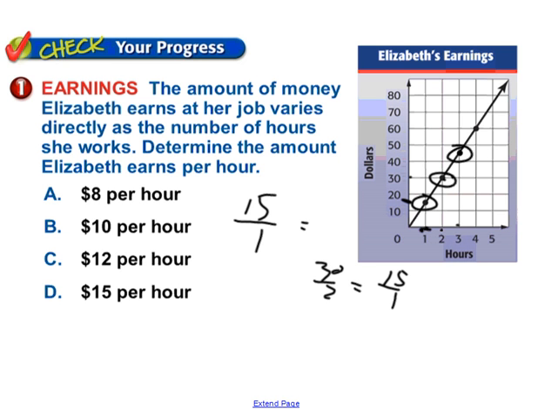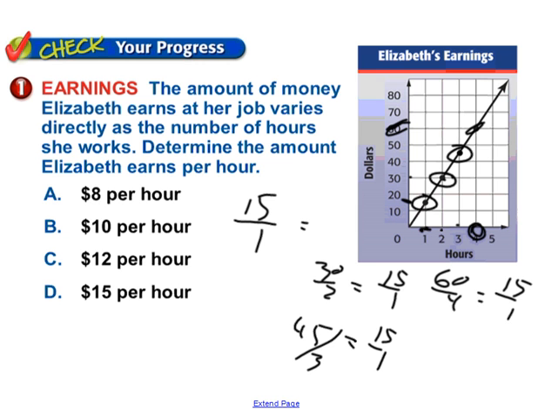3 hours worth of work earns her about $45, so 45 over 3 does reduce to 15 over 1, looking pretty good here. 4 hours worth of work earns her $60 worth of pay, so 60 over 4, and it also reduces to 15 over 1. So she earns $15 per hour, answer D.